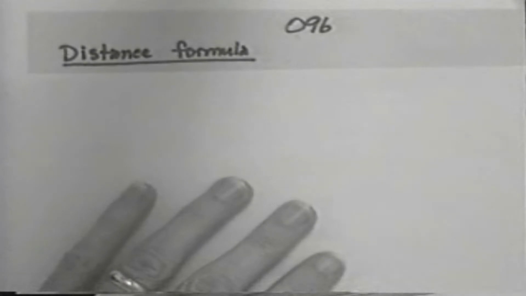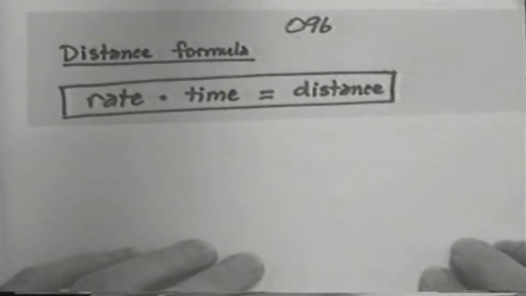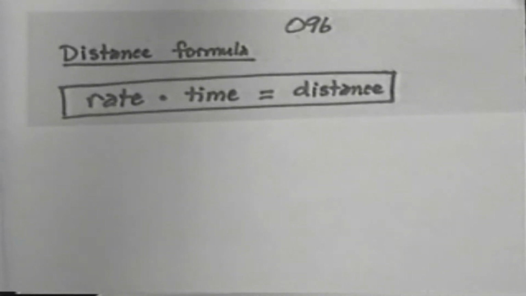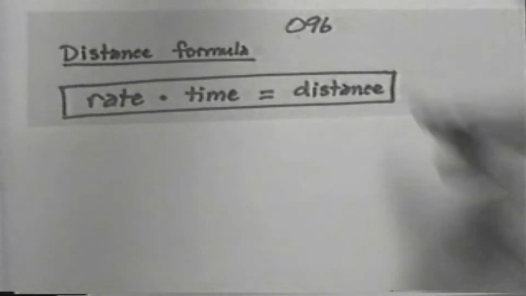We turn now to the problems of rate of wind or rate of current. These are based on the distance formula. The distance formula is a standard formula that you should have been exposed to before now. So I'm going to review it with you, assuming that you have seen it already. The distance formula says rate times time equals distance. This is one that you must know by heart.